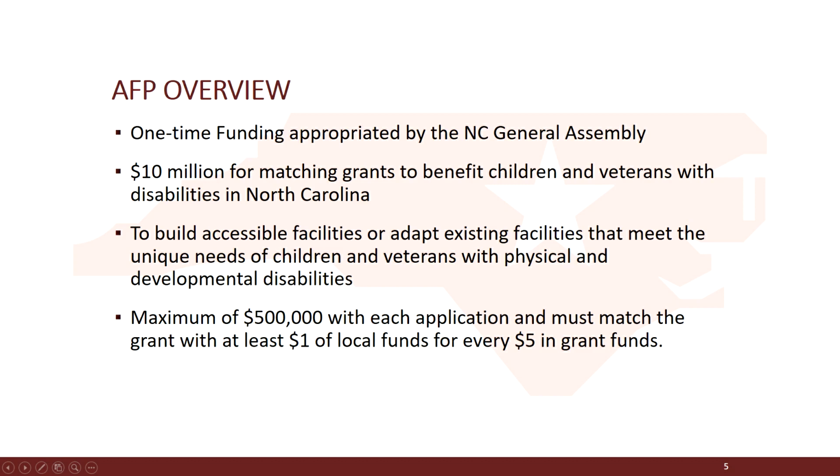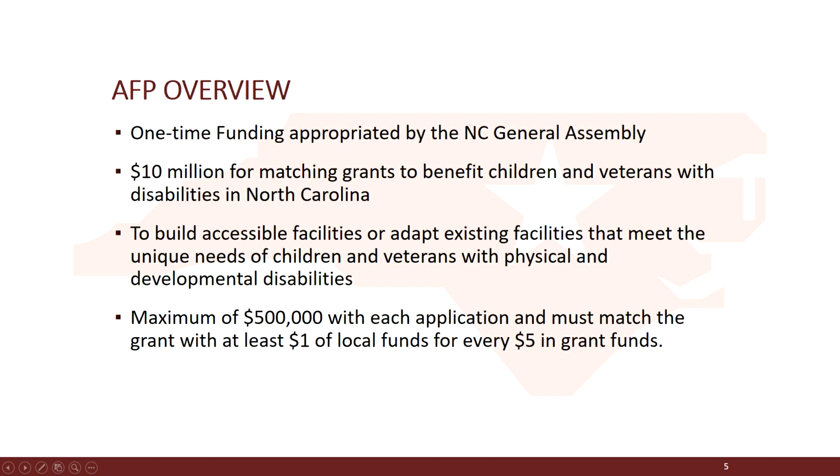So AFP is one-time funding. It was appropriated by the North Carolina General Assembly. It provides $10 million for matching grants to benefit children and veterans with disabilities in North Carolina. So basically it's to build accessible facilities, or you may adapt existing facilities that meet the unique needs of children and veterans with physical and developmental disabilities. And we'll talk about more examples of that later.